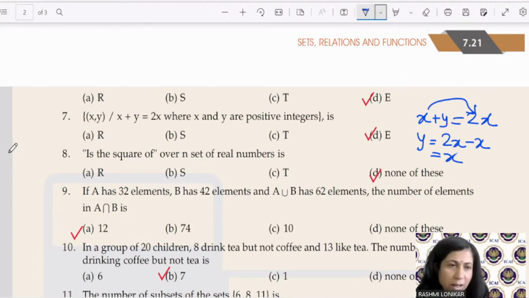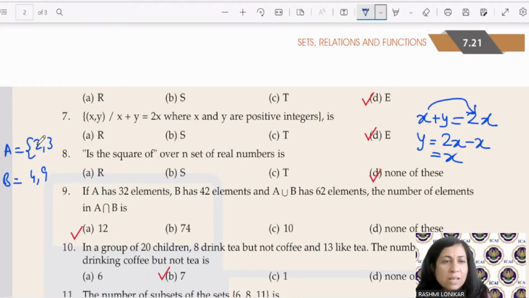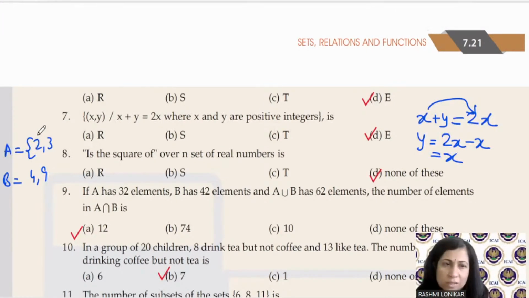So I have A equal to, say, {2, 3}, and B equal to {4, 9}. When I say 4 is a square of 2, does it mean 2 is a square of 4? No. So it is not symmetric. Is a number the square of itself? Is 2 a square of 2 itself? No. So it is neither reflexive nor symmetric.